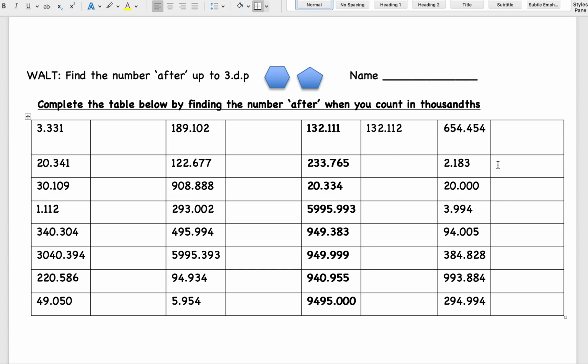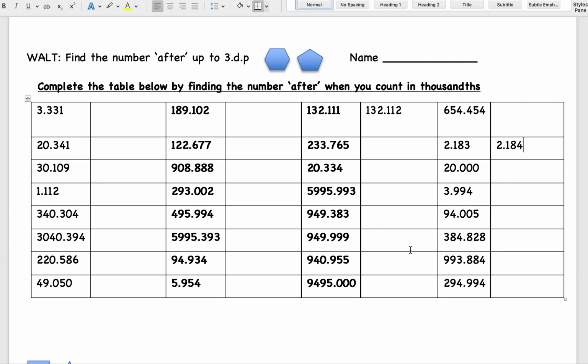Let's look at this number, 2.183. So 2.183 has 2 units or 2 ones. It has a tenth, 8 hundredths, and 3 thousandths. We're going to increase the thousandth by 1 to get 2.184. Okay. As previously, there's 1 or 2 examples that might be tricky. For example, here, what happens when you add 1 to 999? It becomes 1,000. So how does that affect this side of the number?